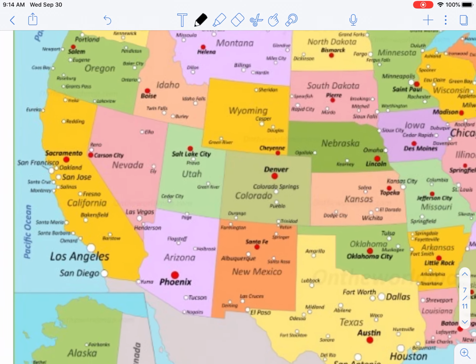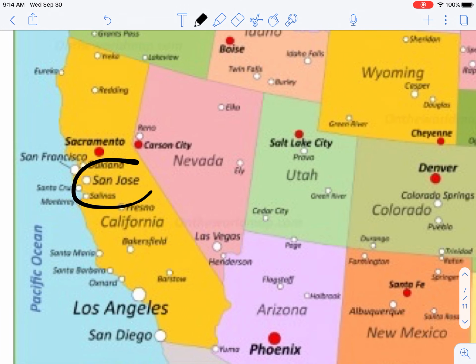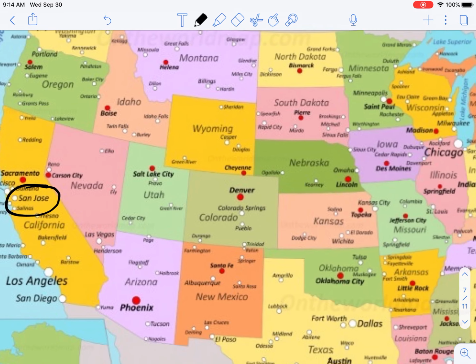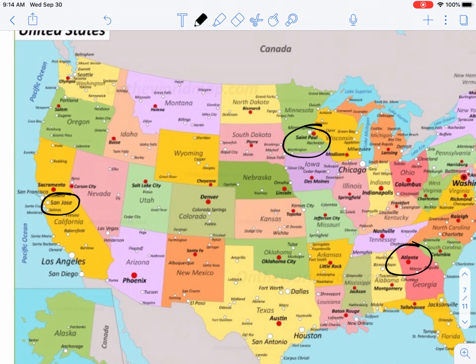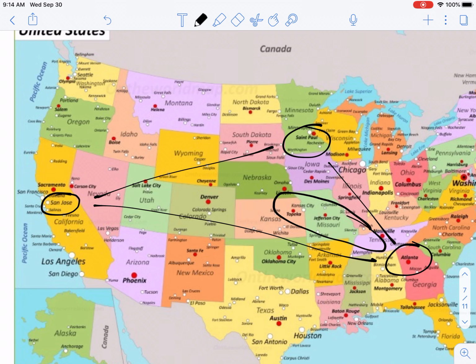So on the map, San Jose is here. St. Paul here. Atlanta here. Triangle, and we said it should be closer to Atlanta. So you're trying to find somewhere probably in there would be a good spot to be assembling those computers. So make your decision. And as long as it's in that range, you should be good.